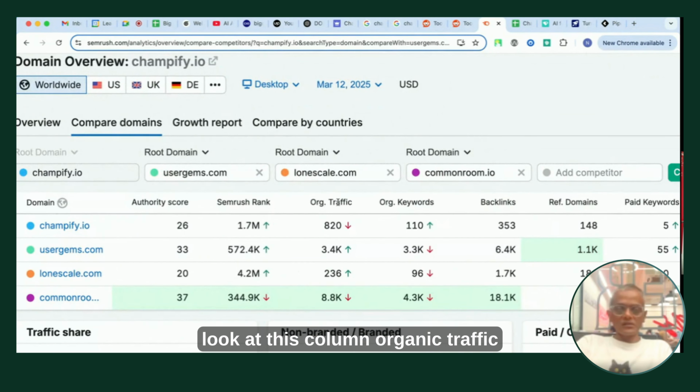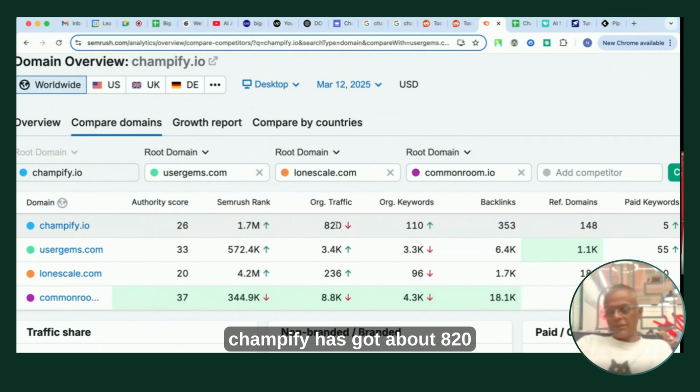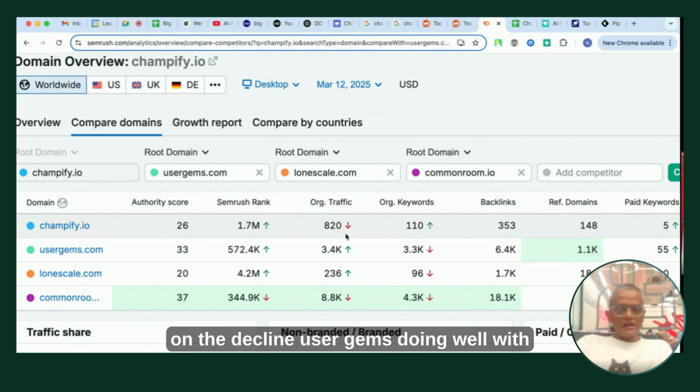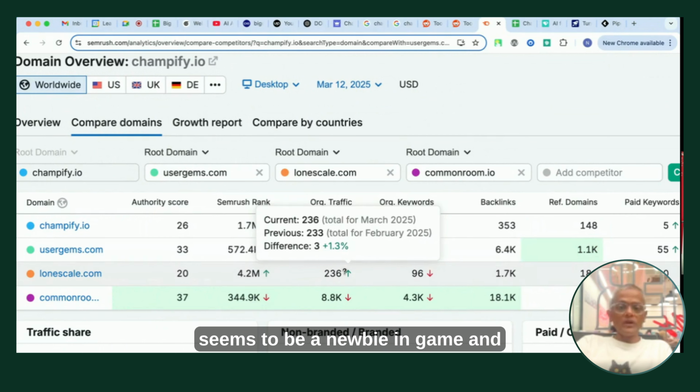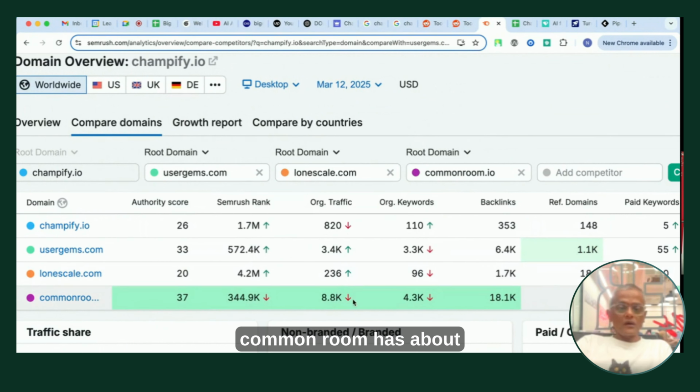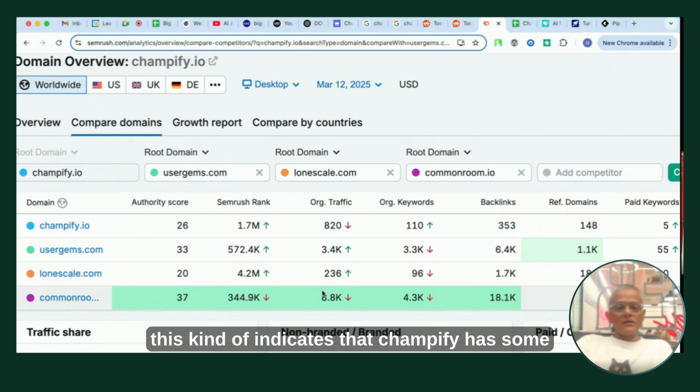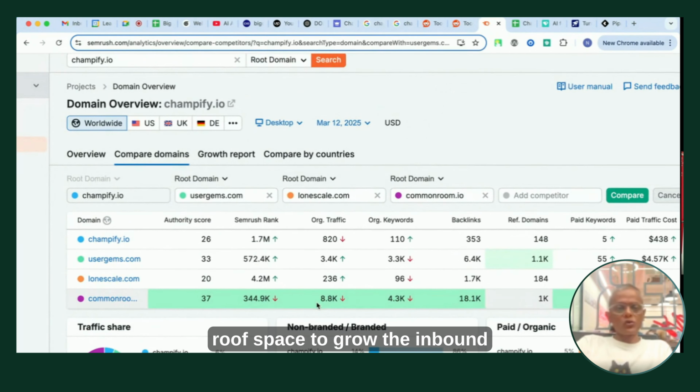Firstly, I'd look at this column, organic traffic. Champify's got about 820 and slightly on the decline. User Gems doing well with 3,400 and growing. Loan Scale seems to be a newbie in the game. And Common Room has about 8,800 traffic per month. This kind of indicates that Champify has some room to grow the inbound organic traffic, but it's not conclusive.